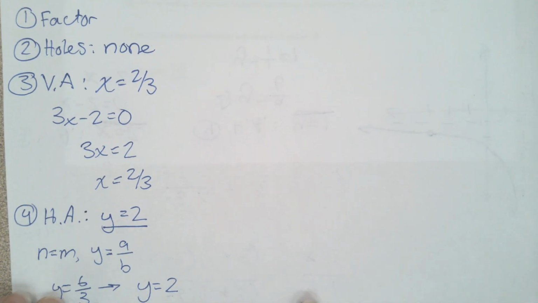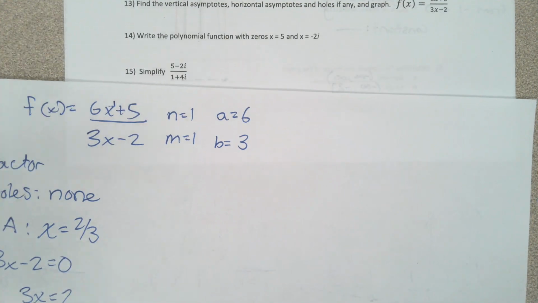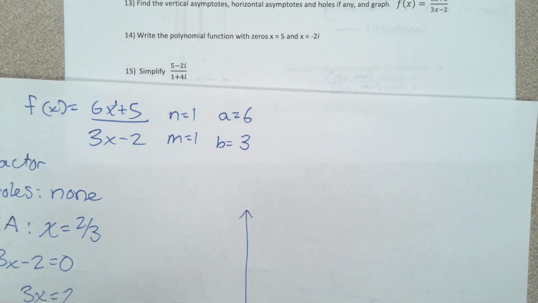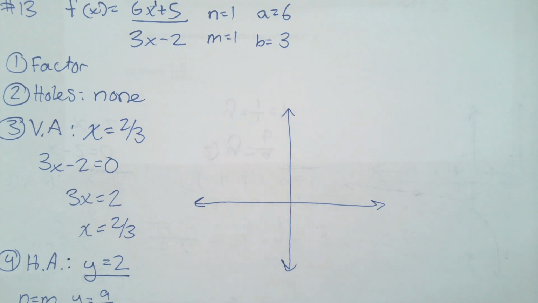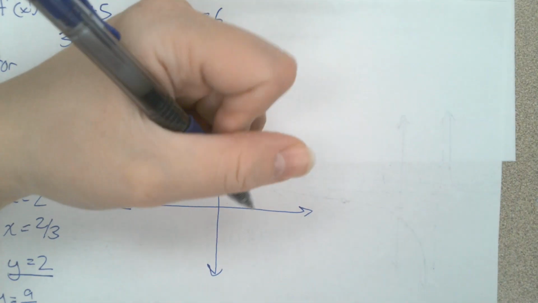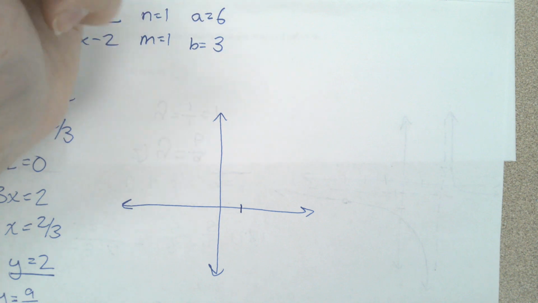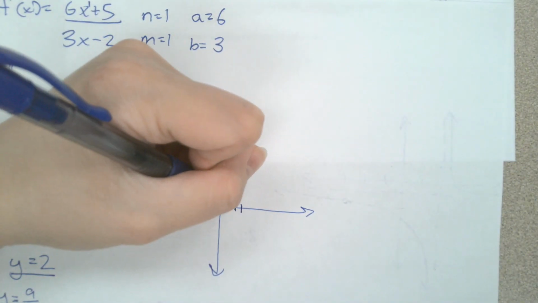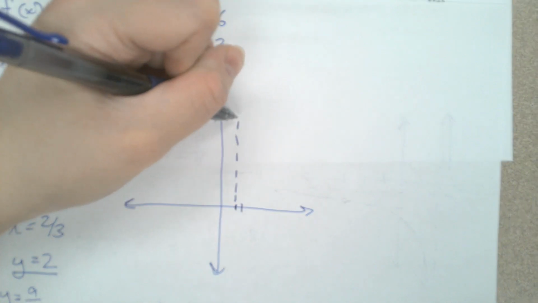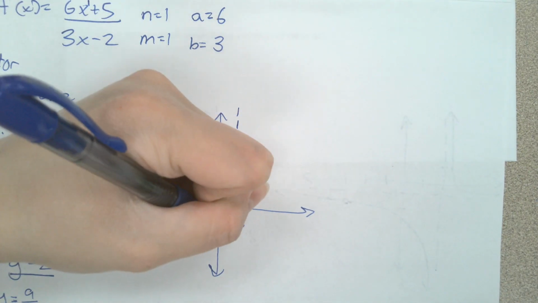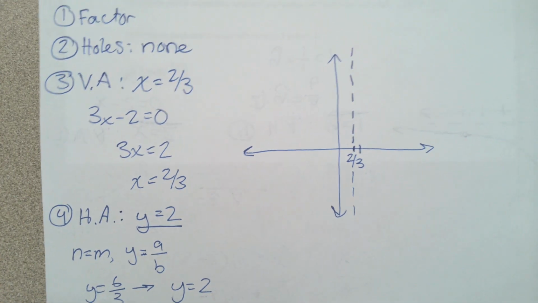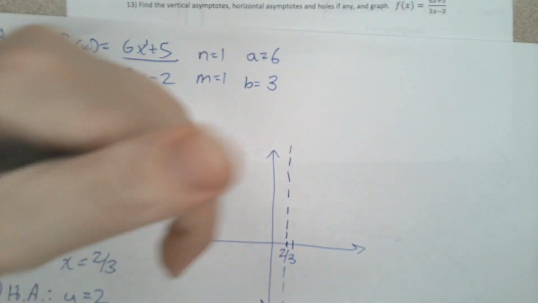Now I graph. Again, we're keeping it very light, very general here. So our vertical asymptote is at 2/3. So if that's 1, I'd call 2/3 right about here. Yeah. And then our horizontal asymptote is at 2. Y equals 2.